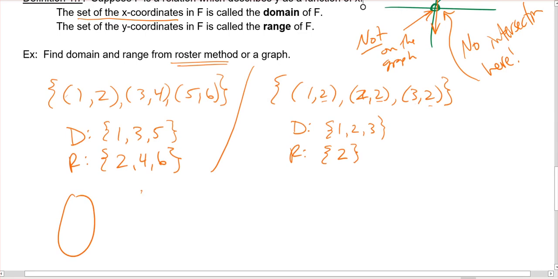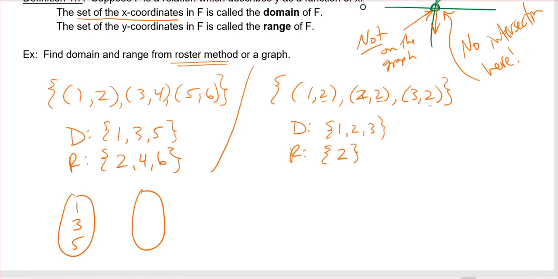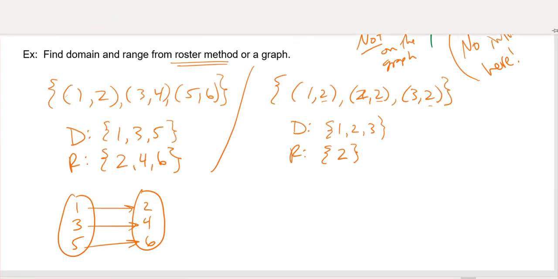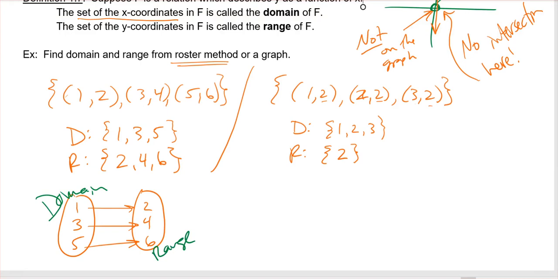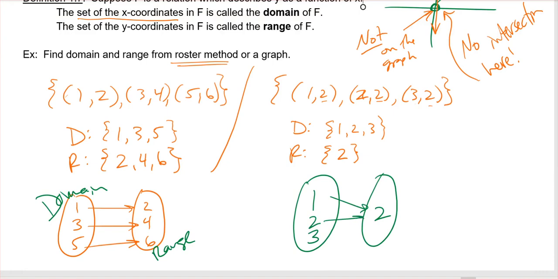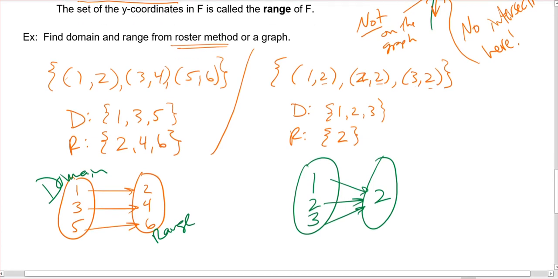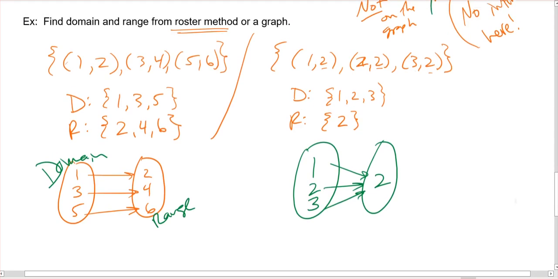Now let's look at this, because we're going to be wanting to talk about diagrams sort of like this later. So this, 1 goes to 2, 3 goes to 4, 5 goes to 6. Here we would call where all of the arrows originate our domain, and where all of the arrows terminate our range. So what this one would look like, we would have 1, 2, 3, and 2, they're all just going to 2, right? So yeah, that's it. Great. So we can find domain and range from a roster method or a graph.